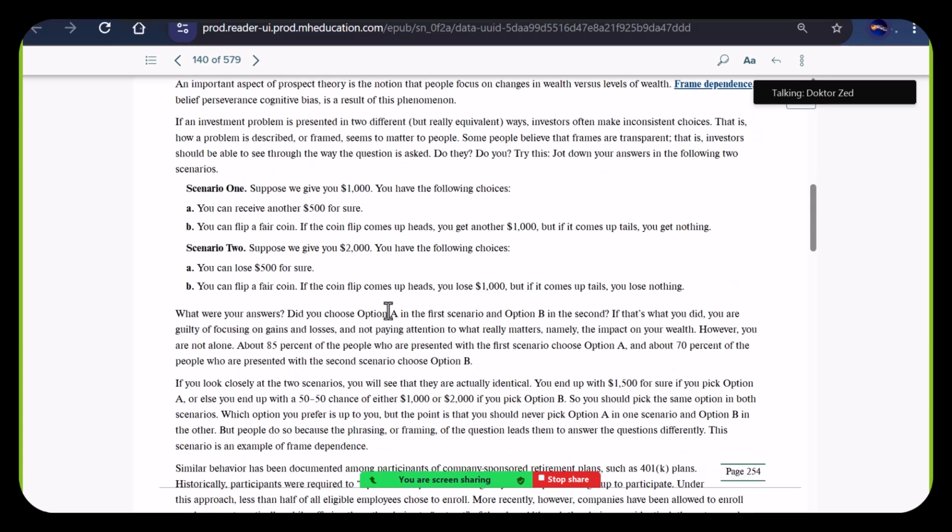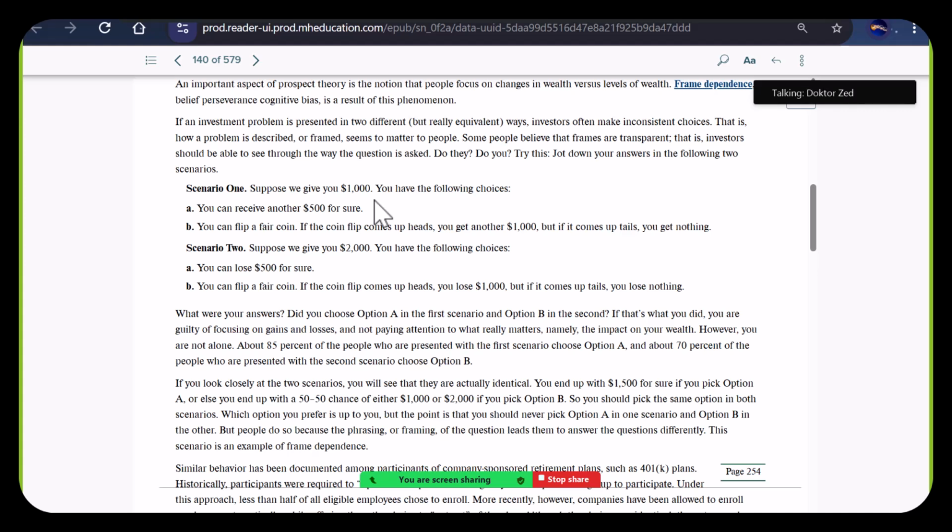Here's an example. Suppose I give you $1,000. You have two choices. You can receive another $500 for sure, or you can flip a fair coin. If the coin flip comes up heads, you get another $1,000. But if it comes up tails, you get nothing.